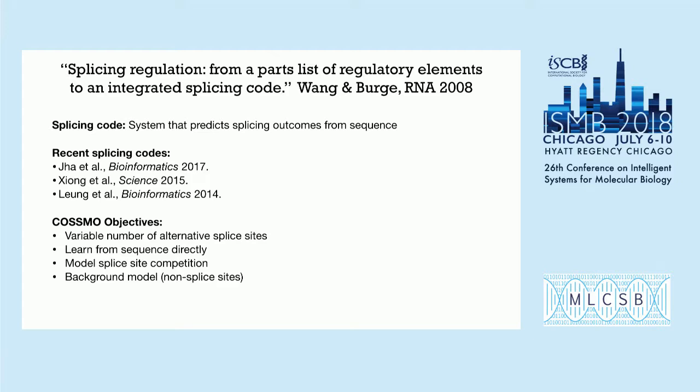Third, we want to model the competition between splice sites. If you have a given splice site, its probability of binding to the spliceosome is also affected by the strength of neighboring sites. And we want to make sure that our model can control for that kind of effect. And fourth, we believe it's very important that we include background sequences, so sequences that are not splice sites, in our models, in order for the model to even learn how a splice site looks different from a non-splice site.